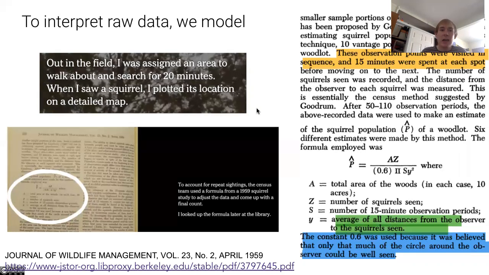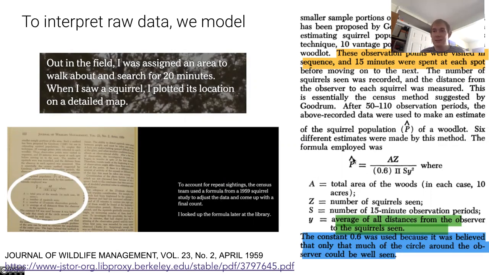And then once they had all that data, from all these different observers, they used this formula over here on the right, which was from a 1959 study about squirrels. Interestingly enough, if you are a Berkeley student, or maybe if you're at some other institution, you can actually access this study through the library, and you can see the formula that they used to determine how many squirrels there were in Central Park.